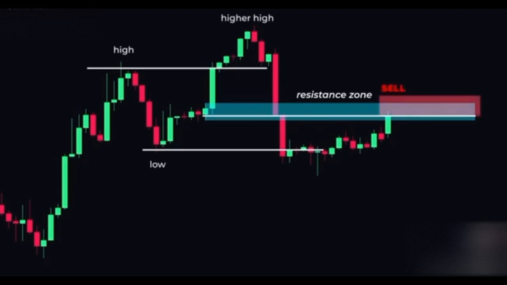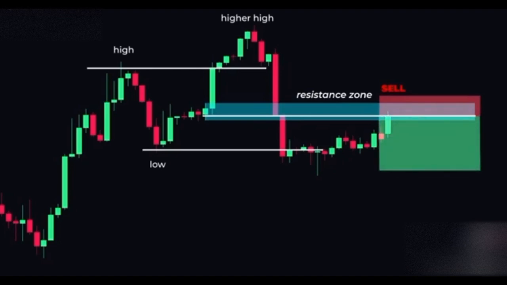Then, place your stop loss slightly above the breaker block and set your take profit at 2 times the size of the stop loss. And as you can see, the price rejected this order block, hit our target, and resulted in a nice profit. Now that you know these strategies, it's time to take action and start using them in real trades.